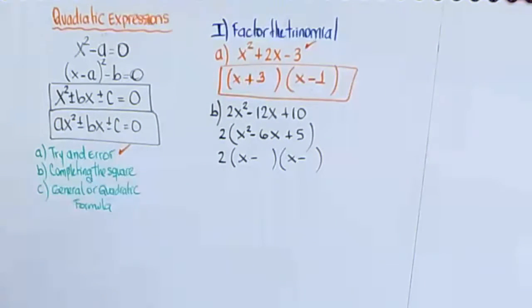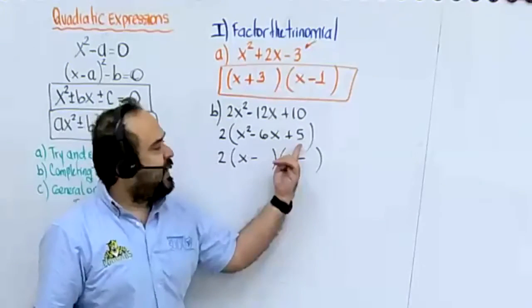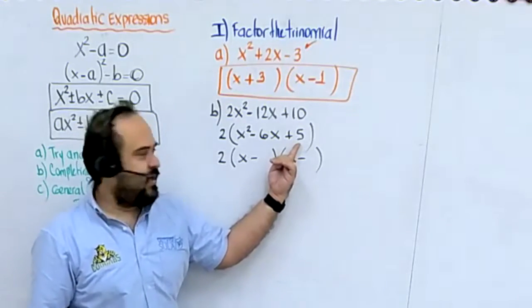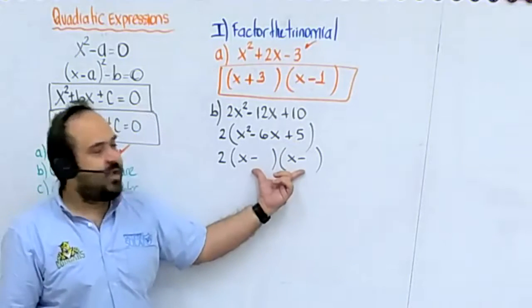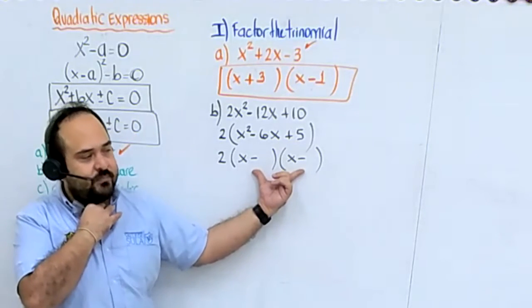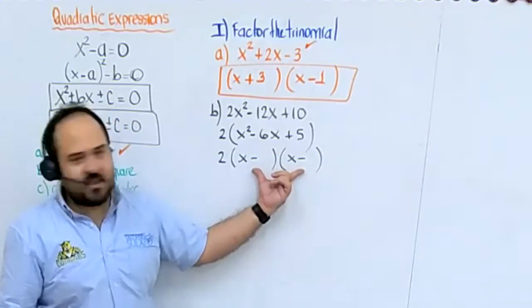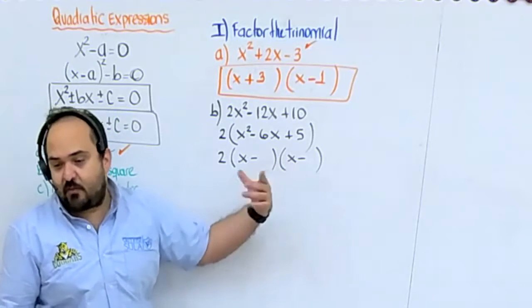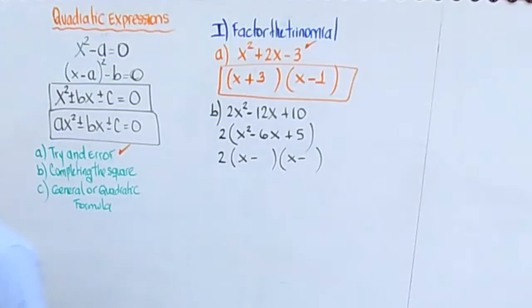Perfect. Now we're going to repeat the process. We need two numbers whose product gave us positive 5, and at the same time, because we have two equal signs, adding gave us negative 6.